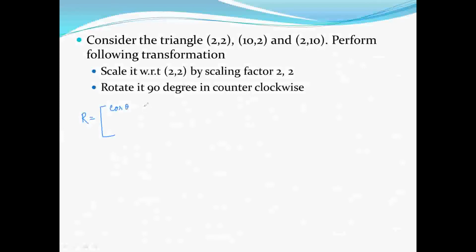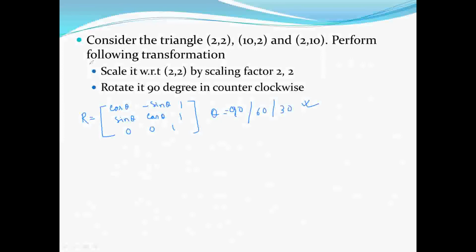cos theta, minus sin theta, 1, sin theta, cos theta, 1, and then 0, 0, 1. You know that theta is 90 degrees. Whatever the value of theta, it may be 90, 60, or 30, whatever the angle, you put the value over here and perform the rotation.